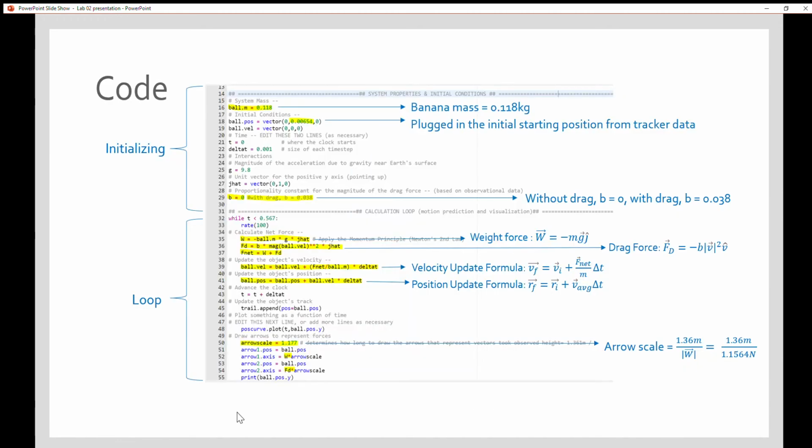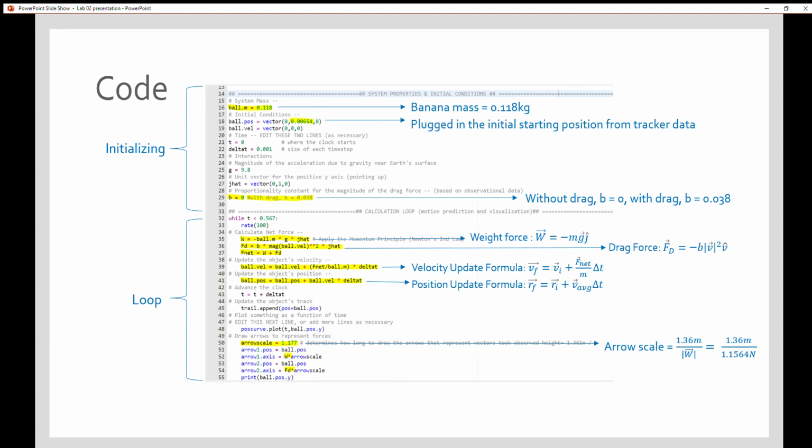Then I edited my Lab 2 code to include the banana's mass, the initial starting position, and the proportionality constant for the magnitude of the drag force. For the model without drag, this value is 0. However, for the model with drag, this value is 0.038. I calculated this by editing my gravity-only data and plugging in b-values until the total distance it fell was equal to the height it had fallen in Tracker.